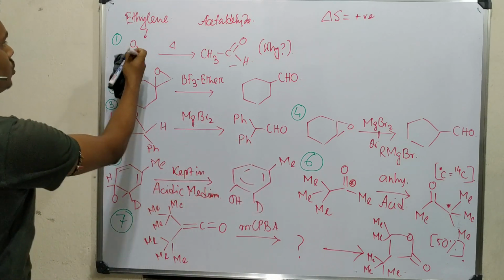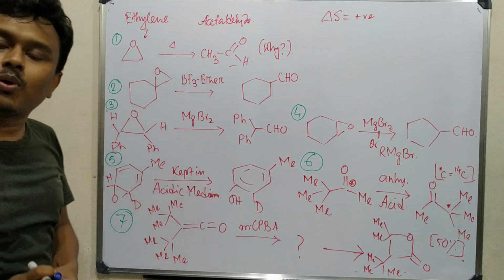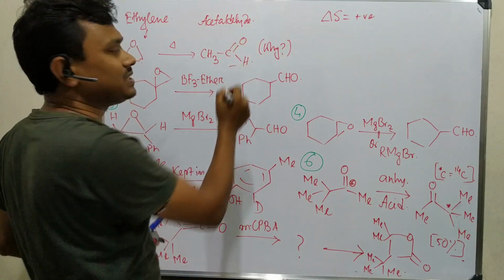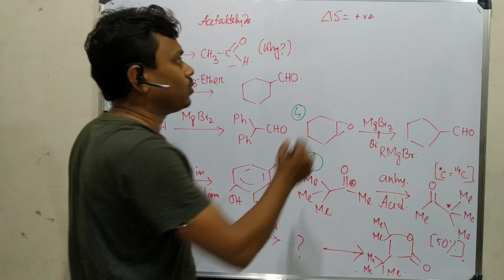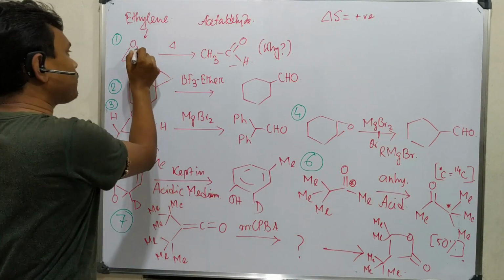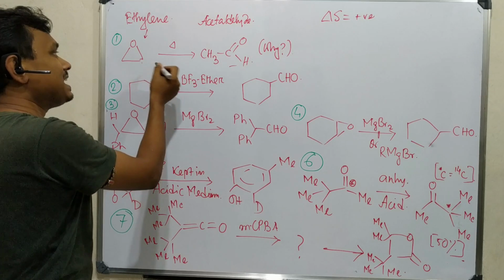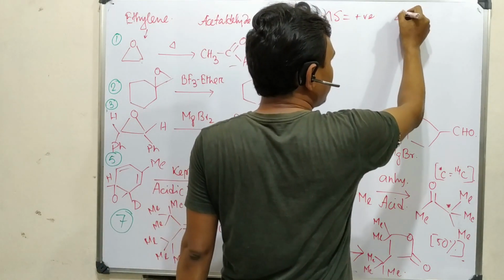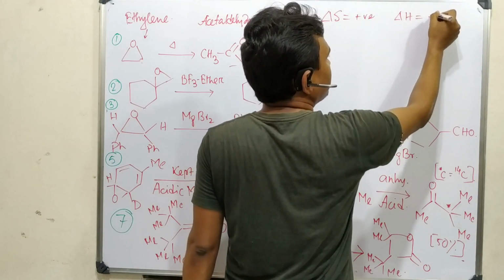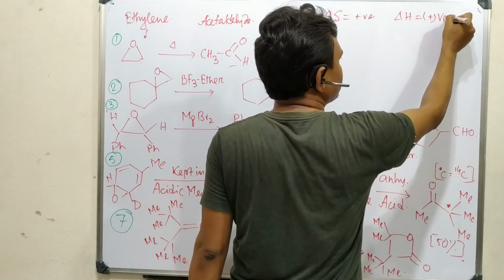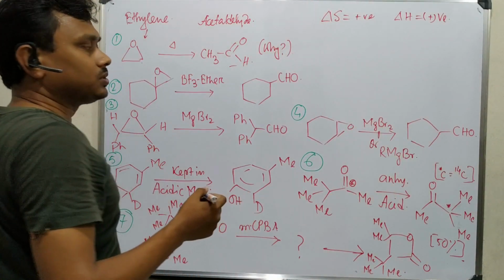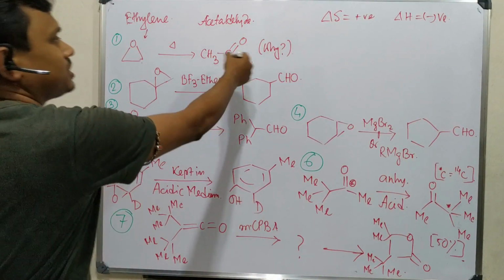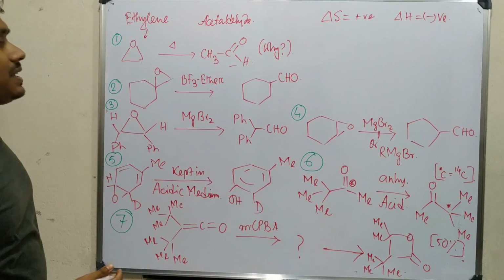Second, you can see 2 CO single bonds are getting broken, and 1 CO double bond is produced, and we know that the combined energy of 2 CO single bonds is lesser compared to 1 CO double bond. So delta H wise, this is, sorry, not positive, this is negative. More stabilization, so that's why this is negative.